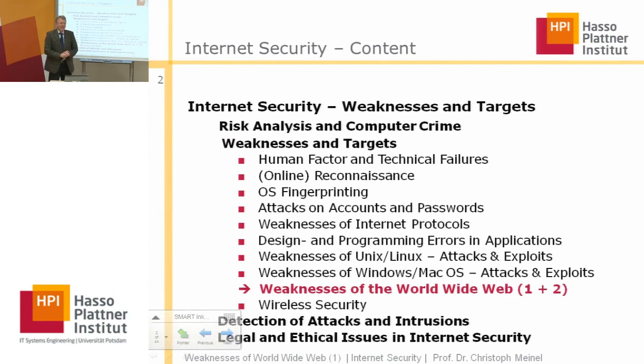We have already discussed that in systems that are interconnected by the internet, there are many, many points to attack such systems, and there are many security risks coming from the communication, from the internet protocols, risks that are provided by the various operating systems, risks that come from mistakes in programs and others. We have discussed all this, and now we are approaching the end of this chapter, and we have to discuss weaknesses of the World Wide Web.